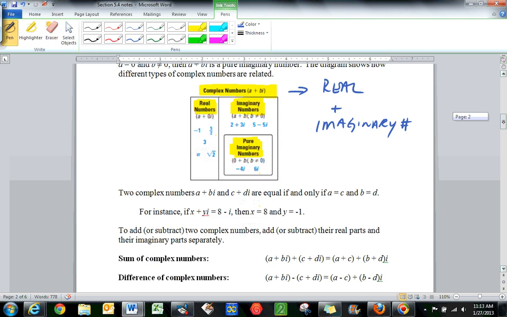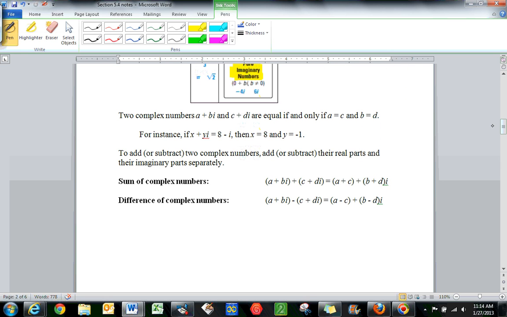So let's take a look at a couple of possibilities. You can see here that imaginary numbers can be added and they can be subtracted. What I want you to focus on here is the structure of this problem may look confusing, but really what you need to remember is that this works the same as combining like terms.